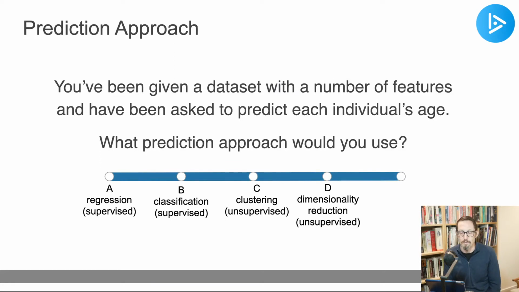So here's another one. You've been given a data set with a number of features, and you want to predict the individual's age. What are you going to do? Oh no, we've used this exact example. I hope you remember.